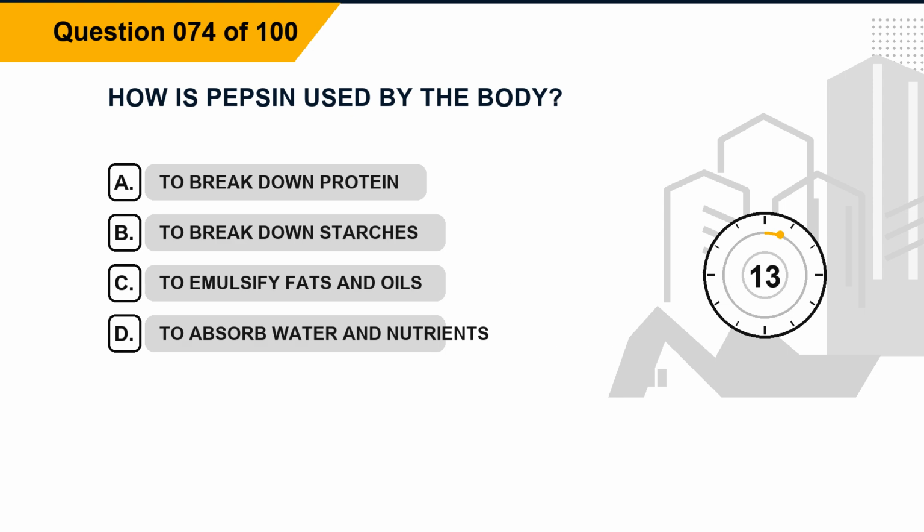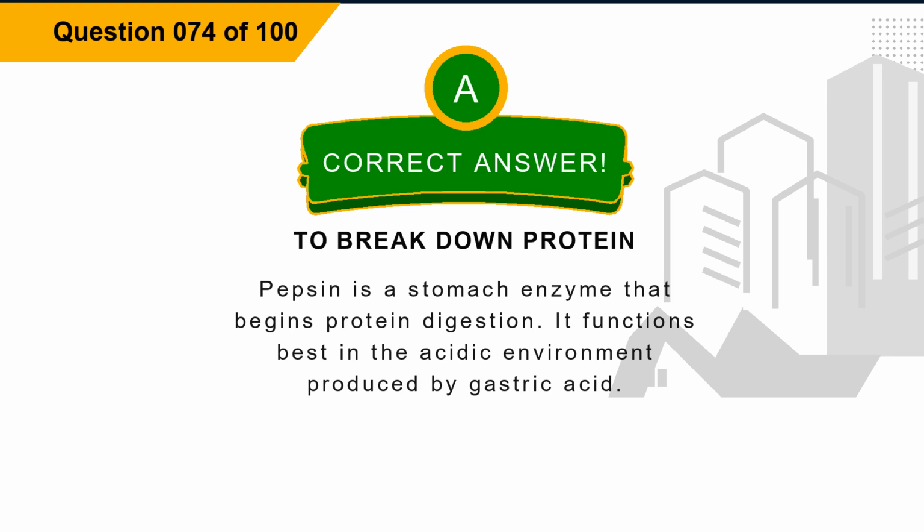Question 74. How is pepsin used by the body? Option A, to break down protein. Option B, to break down starches. Option C, to emulsify fats and oils. Option D, to absorb water and nutrients. The correct answer is option A, to break down protein. Explanation: pepsin is a stomach enzyme that begins protein digestion. It functions best in the acidic environment produced by gastric acid.